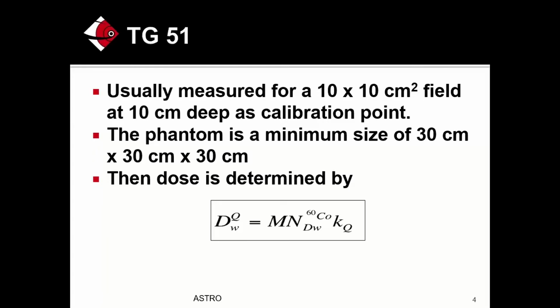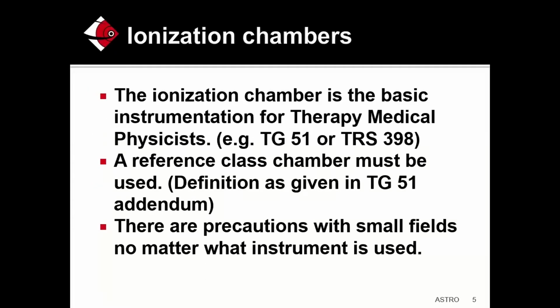I'm going to talk mostly about the addendum, but you do a 10 centimeter deep, 10 by 10 field in a phantom that's at least 30 by 30 by 30. Most phantoms are larger than that, so you don't have to worry about that, but this, of course, affects small fields. There's a lot of things like the gamma knife, etc., that would be small fields that you cannot put a phantom into. So the dose is determined then, and I believe I give you the equation here. The ionization chamber is basically one of the important things, and it's a reference chamber, and I'll define that. The definition for reference chambers in TG-51, the addendum.